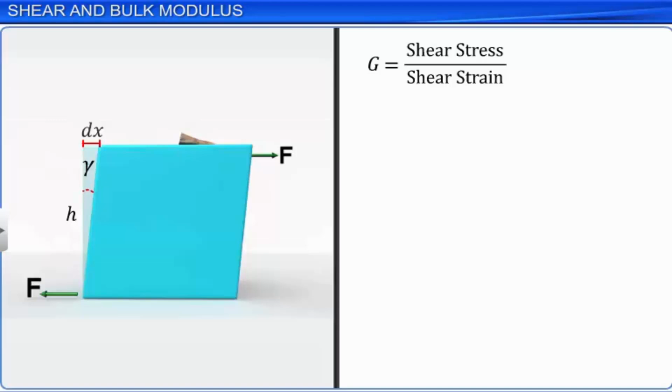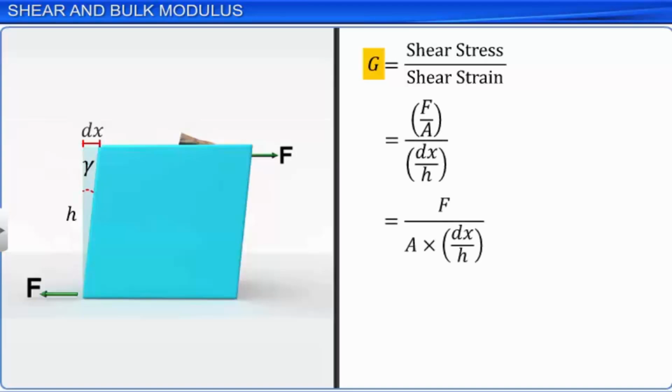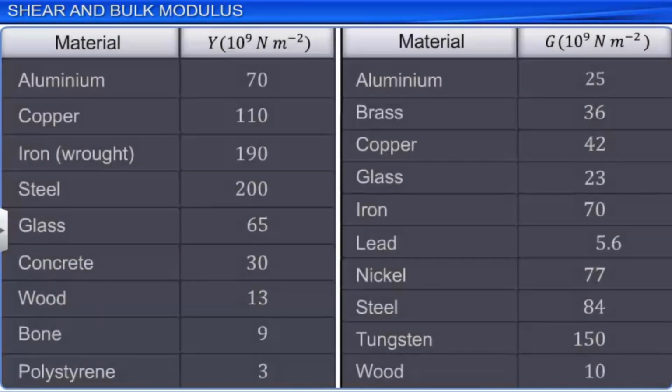Shear modulus has units of newtons per meter square or Pascal. The values of shear modulus for a few materials are shown. Most materials have shear modulus values lower than their Young's modulus, and typically about 1/3 of their Young's modulus value. We will now solve a numerical problem.